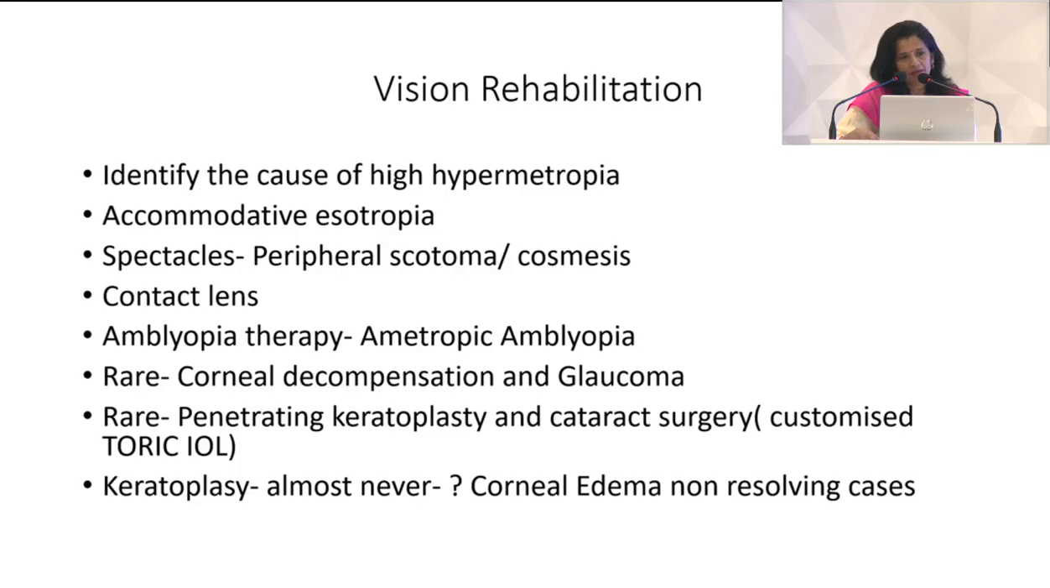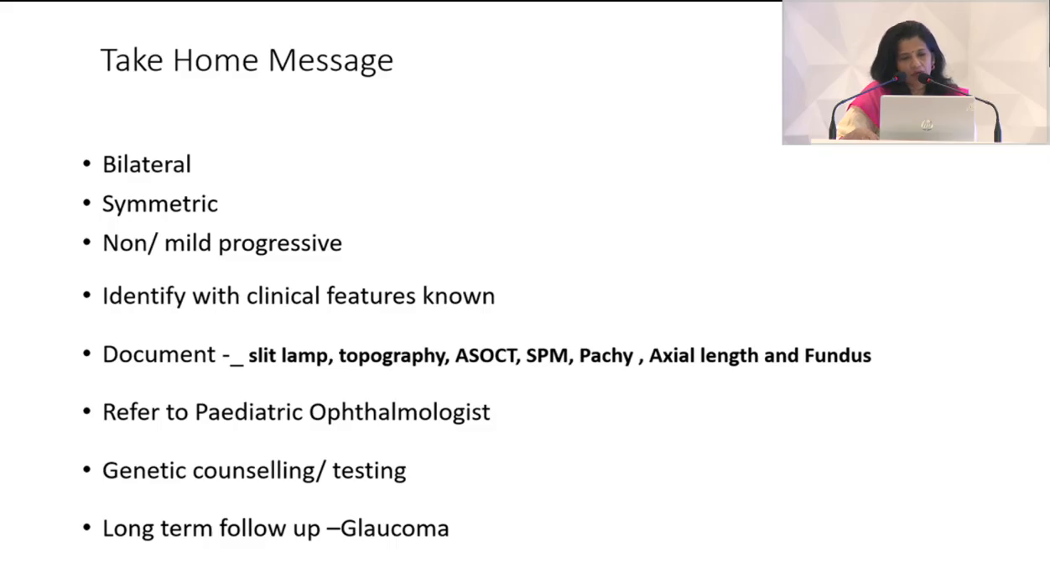Penetrating keratoplasty and cataract surgery may be included if these grow up into adults with good vision. Keratoplasty has almost never been described. The take-home message is we have now described a condition which is bilateral, symmetrical, mildly progressive maybe, with known clinical features. Document as much as possible. Refer to the pediatric ophthalmologist for amblyopia therapy. Genetic counseling and testing are very important to identify newer gene mutations maybe, and long-term follow-up, especially for glaucoma management.